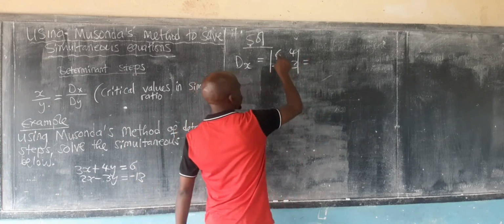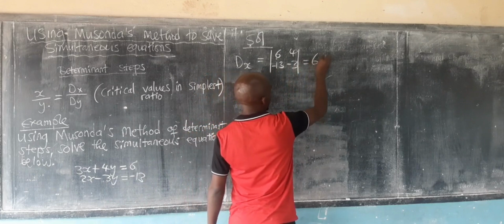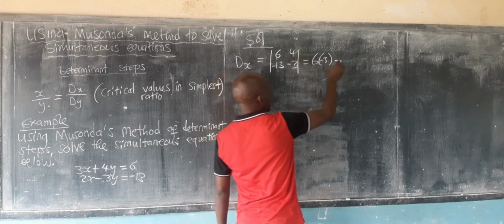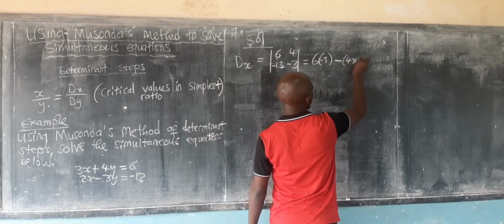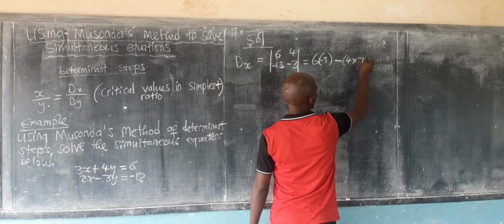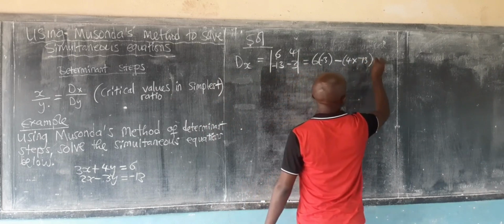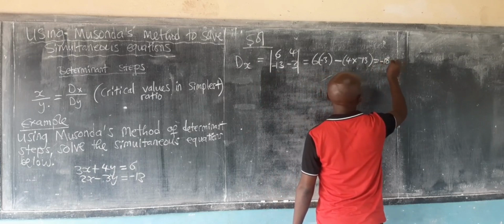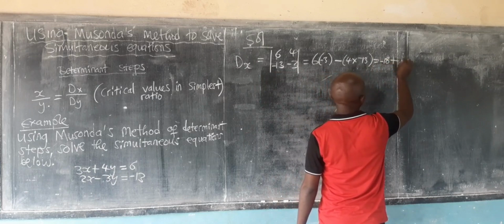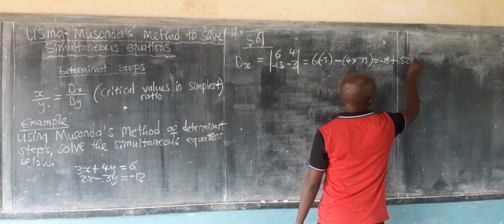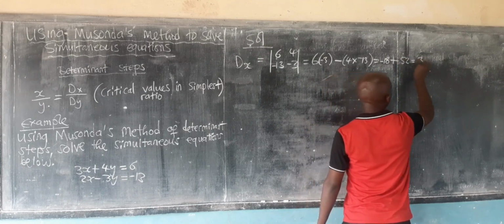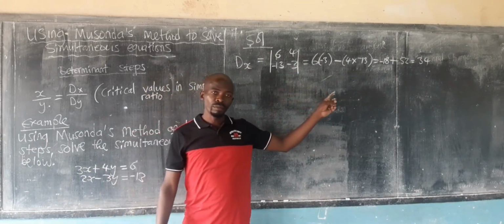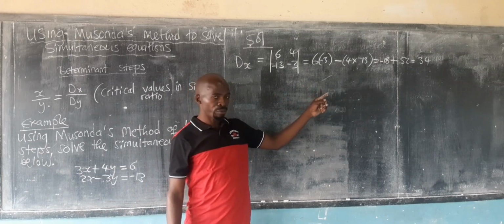That will be equal to 6 times negative 3 minus negative 13 times 4, same as 4 times negative 13. And the answer here becomes negative 18 plus, that is positive 52, which gives us positive 34. So the determinant of x gives us positive 34.